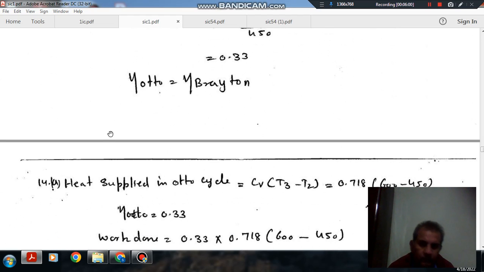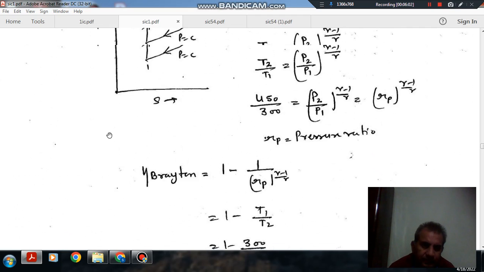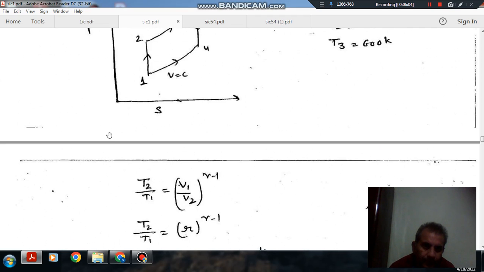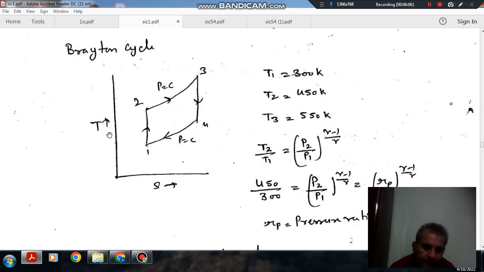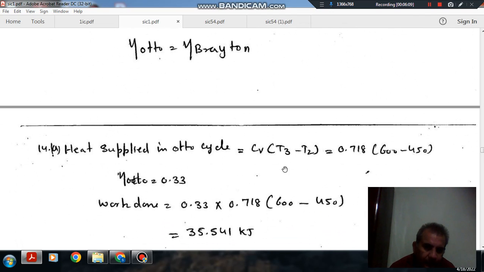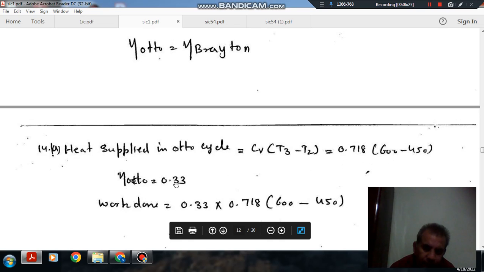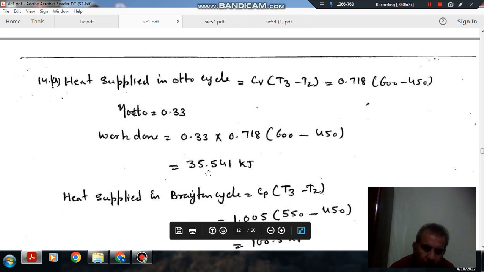Now heat supplied. Heat supplied in the Otto cycle is Cv into T3 minus T2, the constant volume process, with Cv 0.7. T3 and T2 are known, that is 600 and 450. The efficiency of the Otto cycle is 0.33, which we have calculated. So work done will be efficiency into heat supplied, so that will be 35.541.